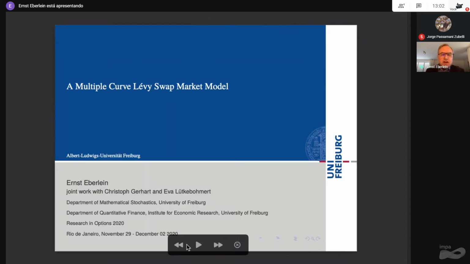Now, this project on swap market models in the multiple curve context is a joint project with Christoph Gerhardt and Eva Lütgeboomert. Christoph went some time ago to industry. I hope he's listening to this talk. And Eva is heading the quantitative finance group in the economic school at our university here in Freiburg.